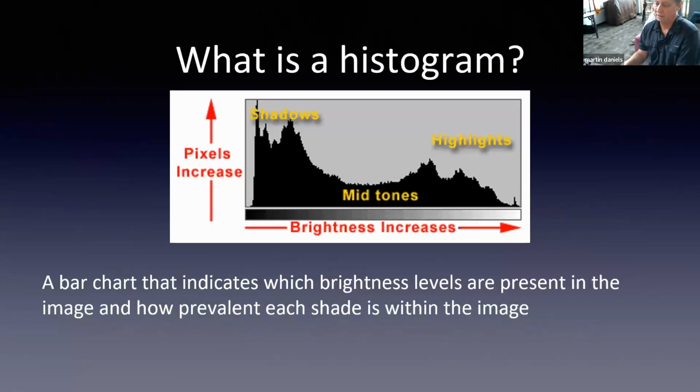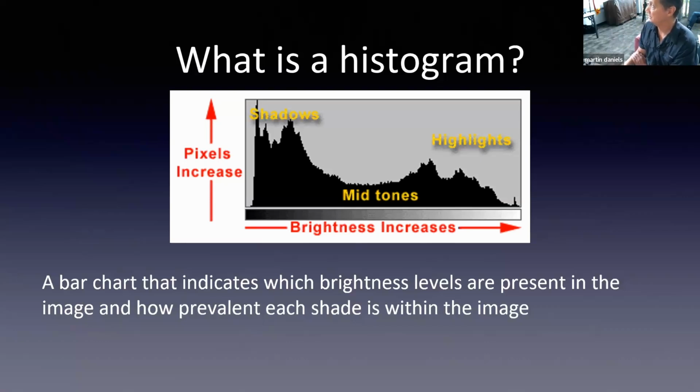So a histogram: not all, but most cameras will allow you to turn the histogram on the back display. So maybe you'll have your main picture of the fish you just took on the display, and then a little histogram, or maybe the histogram will be superimposed in the bottom corner of that picture of the fish or what have you. By turning the histogram on, it's very valuable to have that information on your display. A histogram is basically the bar chart that indicates what brightness levels are present in the image and how much of each shade is within the image, okay? So you've got the dark areas to the left, the bright areas to the right.